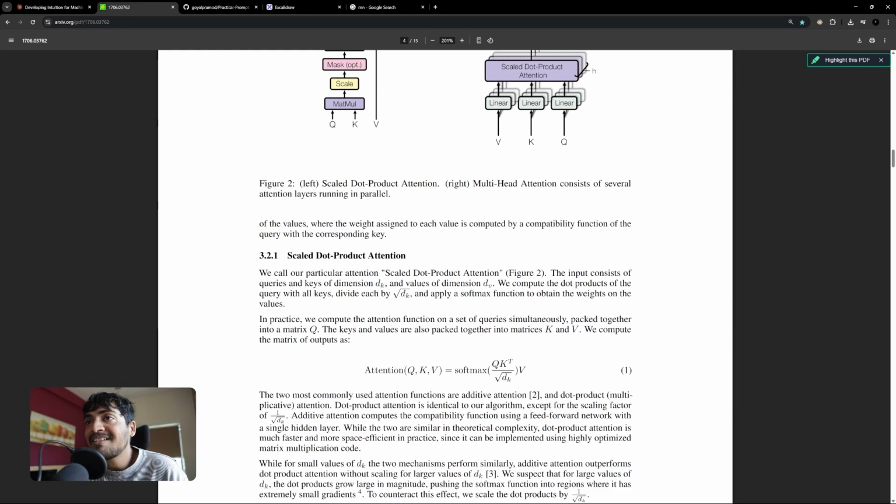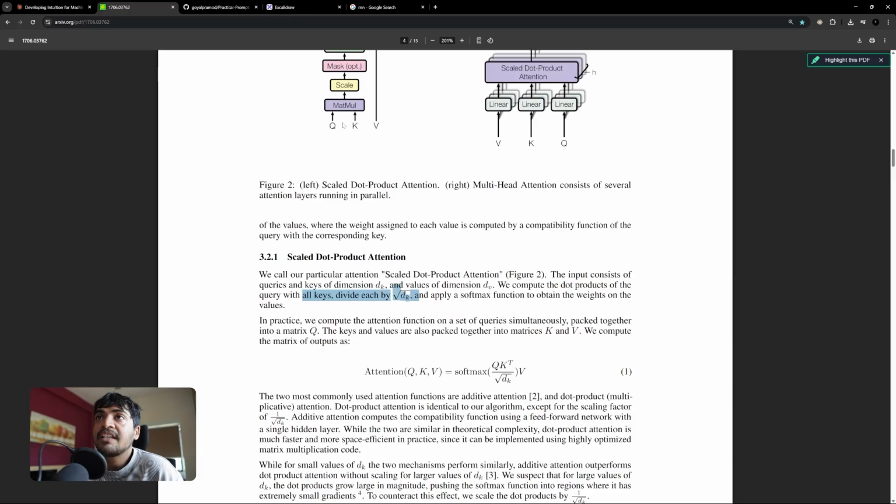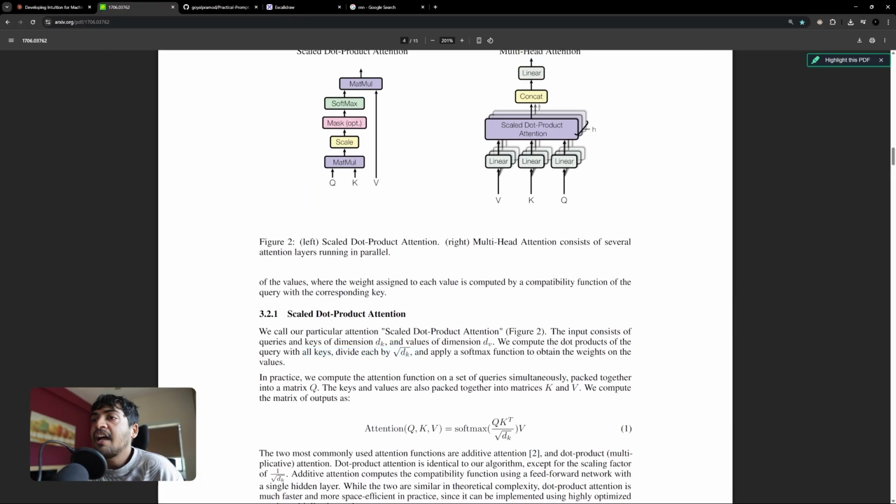So let's look at the scaled dot product attention. We call our particular attention scaled dot product attention. The input consists of queries and keys of dimension dk and values of dimension dv. We compute the dot products of queries with all keys and divide each by the square root of dk. So that is the scaling. And apply a softmax function to obtain the weights on the values.